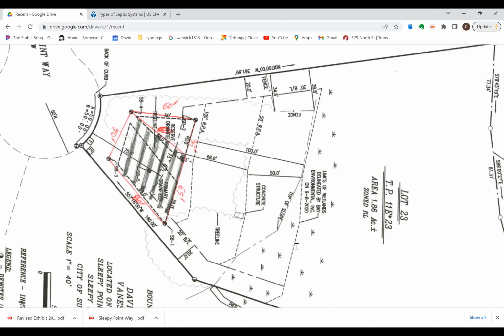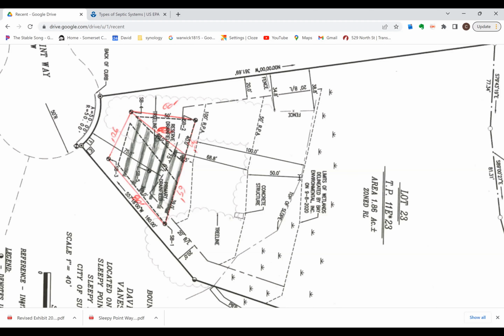So again, the big red blob, it's not drawn very well, I know, but the big red blob is actually the tank itself. Okay. And of course, all of these lines are the drain lines.